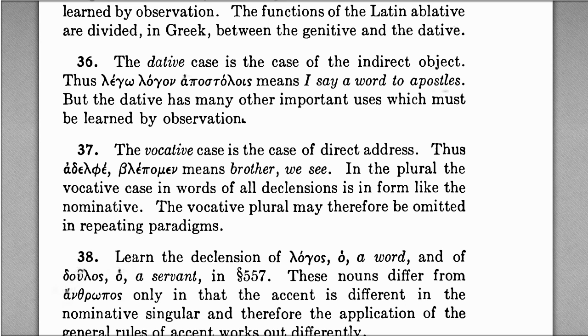Paragraph 37. The vocative case is the case of direct address. Thus, adelphe, legomen, means brother, we say. In the plural, the vocative case in words of all declensions is in form like the nominative. The vocative plural may therefore be omitted in repeating paradigms.